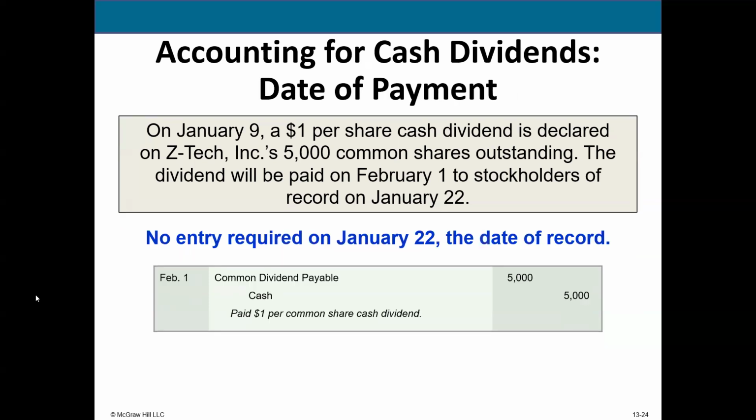Then on the date of record, they don't record any type of journal entry because it's just a matter of identifying the shareholders that will receive a dividend. And then when they do decide to pay the dividend, they debit common stock dividend payable and they credit cash. So very simple process, but I just want to make sure you understood how that works.